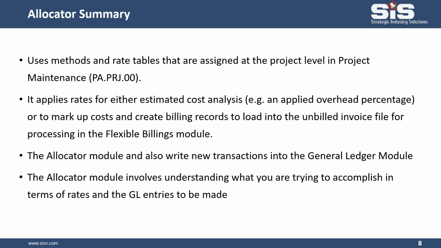different components to build your Allocator. You'll have rates, and it can use these rates in an allocation method, and you can have multiple allocation methods within your environment. You don't have to have just one rate or just one allocation method, because each of these are assigned to individual projects. So when you're setting up a project, you assign a rate table and you assign an allocation method.